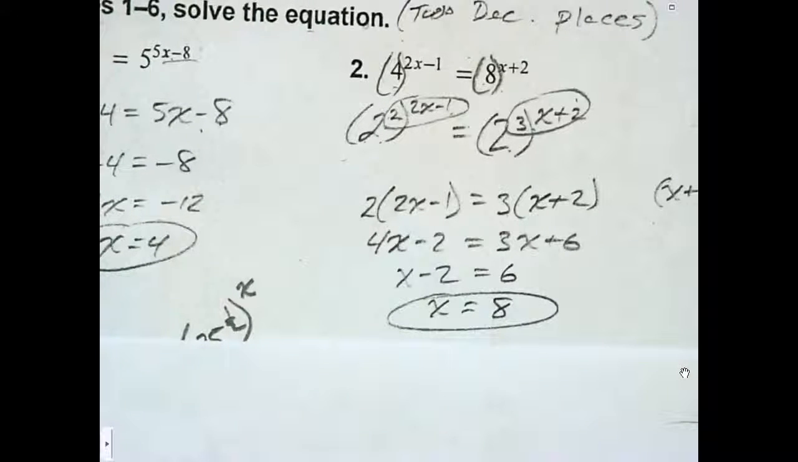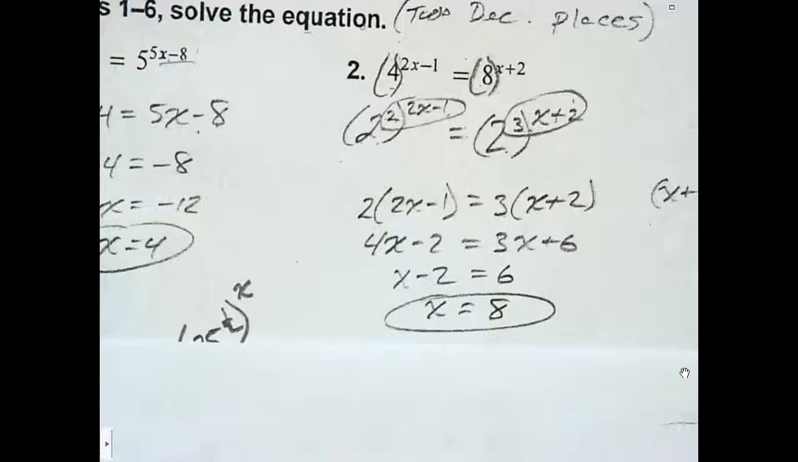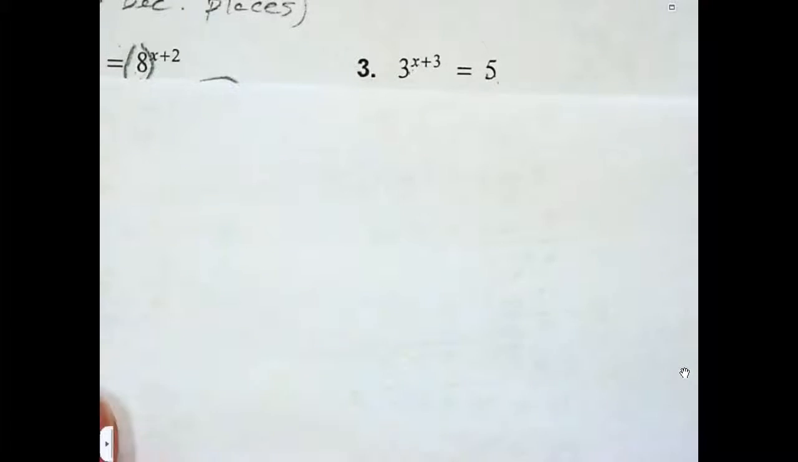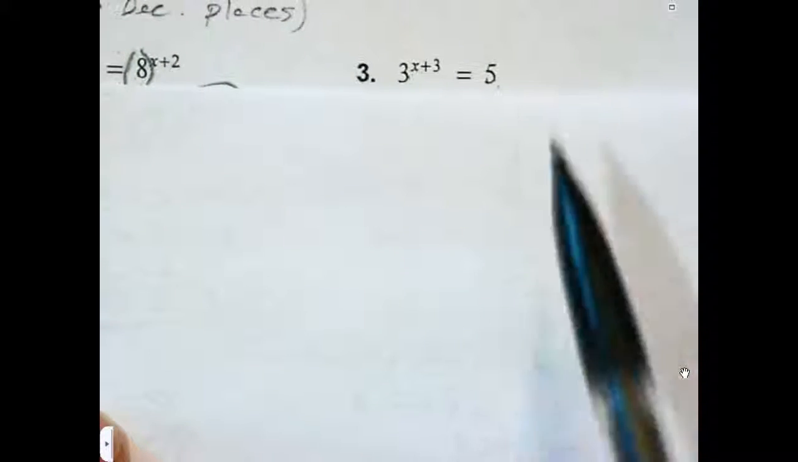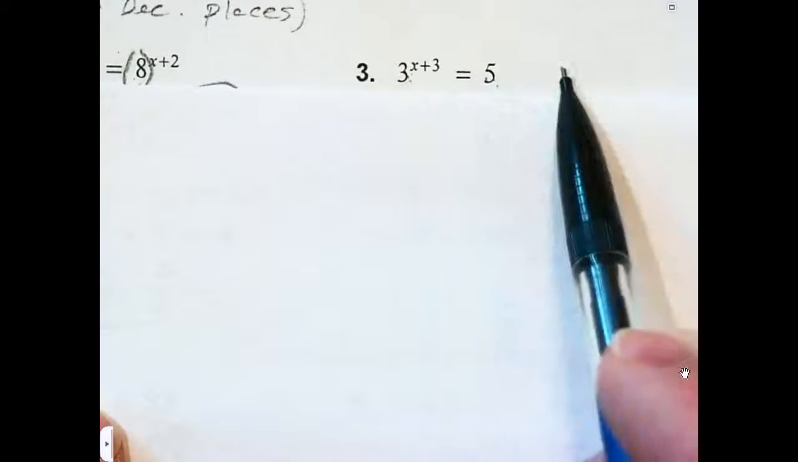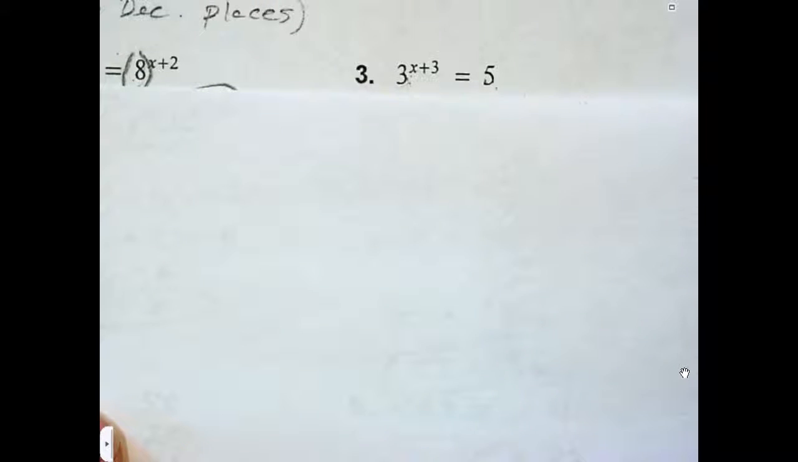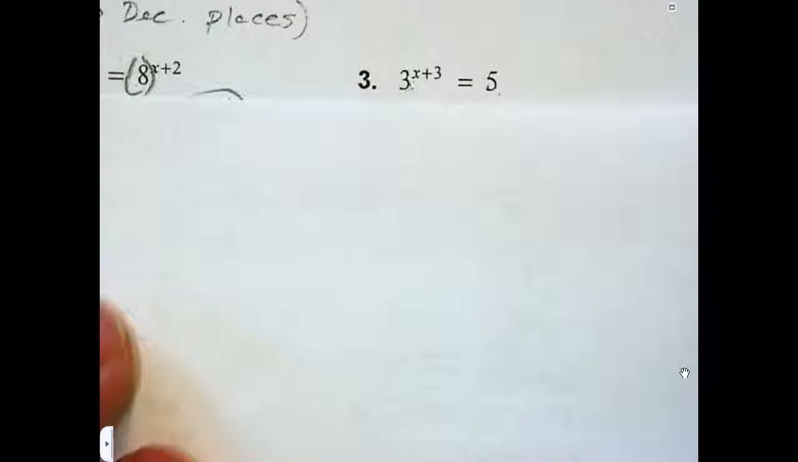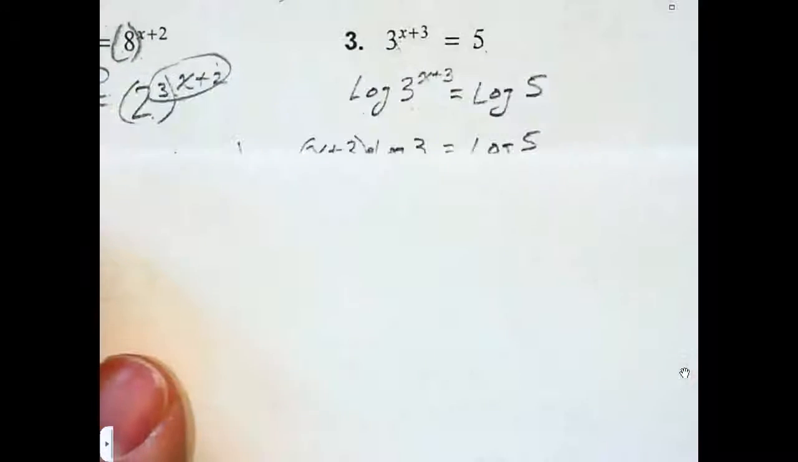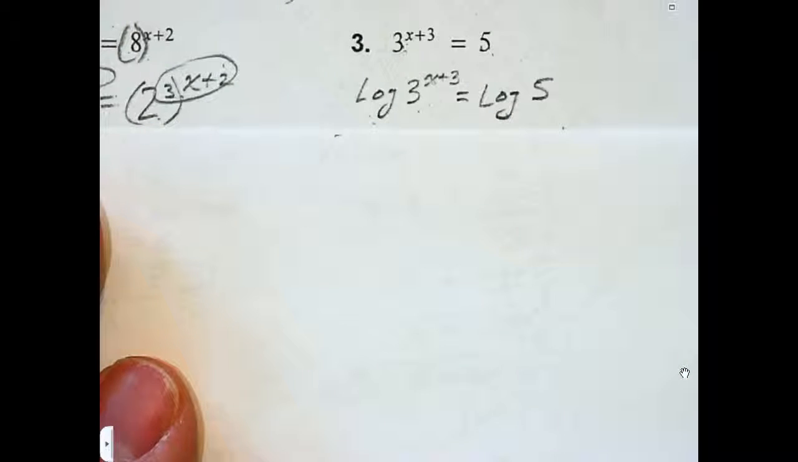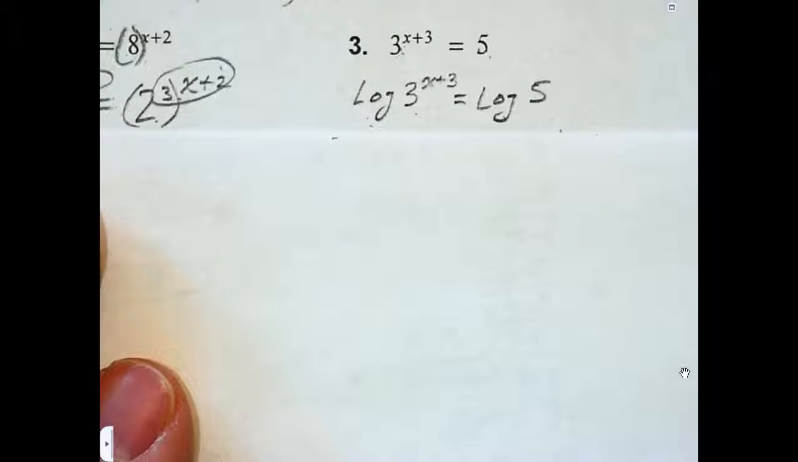Okay. Any questions? All right. Number 3. The answer, by the way, is negative 1.54. Looking at them, same questions. Are they the same base? Can you make them the same base? No. So now you have a new thing you have to do. Are they the same base? No. Can you make them the same base? No. That brings you to another thing. You now need to impose the log.